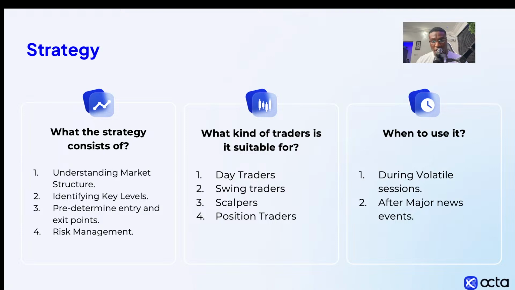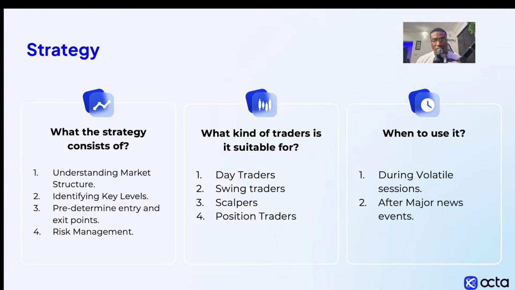Okay. So with understanding market structure, we're going to look at the trends, patterns, supply and demand levels, which is also support and resistance levels. And we'll be using the candlestick chart. The next step is to identify key levels, right? Key levels can be identified by using trend lines, moving average, Fibonacci, support and resistance, which I'm also going to be using. The third step would be to predetermine your entry and exit point.